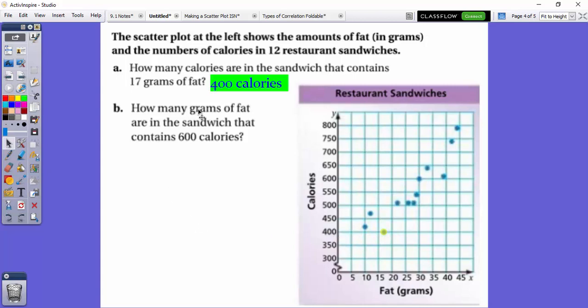Question B, how many grams of fat are in the sandwich that contains 600 calories? So I'm going to go on the calories on the y-axis up to 600 and over. Now if I look here, I have 600 right on the line, and then I have one a little bit above 600, so make sure you choose the right one. The 600 one is right here, and then when I follow that down, it looks like it is 30 grams of fat.